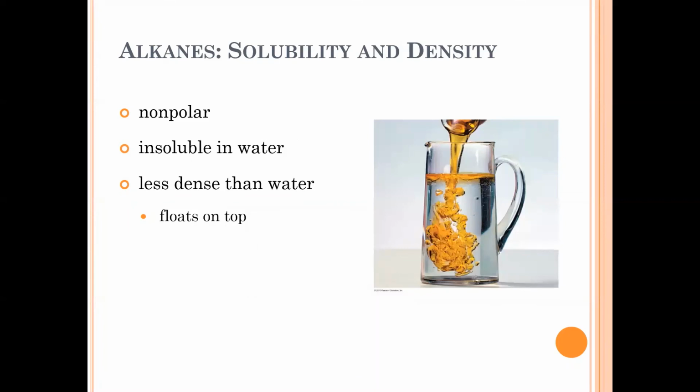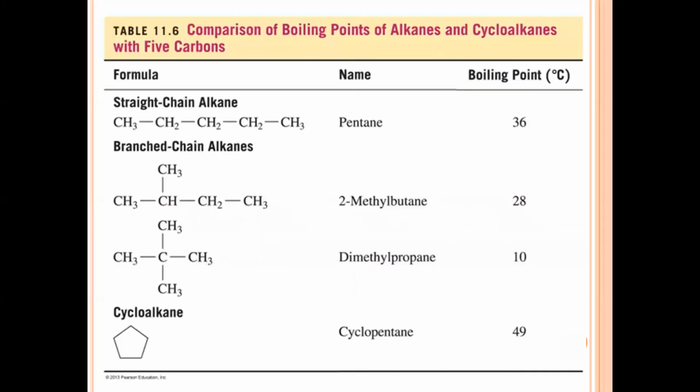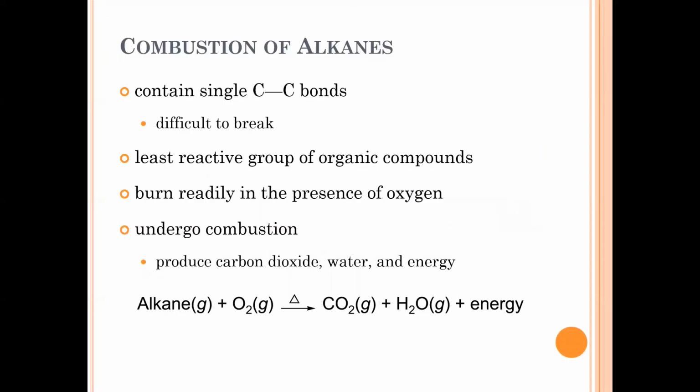Solubility and density, these are all nonpolar, meaning they're all insoluble in water, and they're less dense, so they float on top, just like we had talked about before. Getting into melting points and boiling points, alkanes have the lowest melting and boiling points of all organic compounds. They're the base organic compounds, and from here we're going to actually get more intense with further functional groups on top of them. Because they only have nonpolar bonds between either the carbons or the carbon hydrogens, they have those low melting points and low boiling points. This is just giving you an idea of comparison.